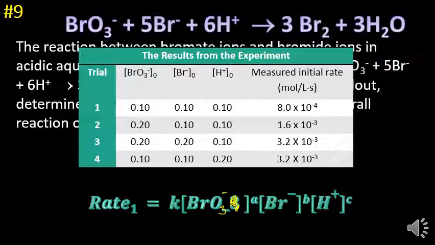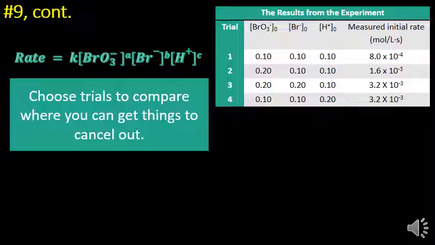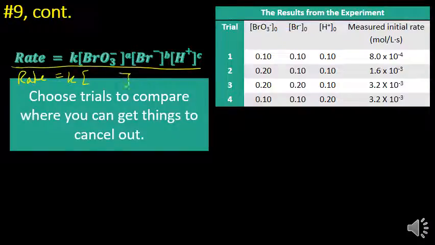Actually, these are kind of fun. You ready for this? Okay. So what you want to do is choose 2 trials where you can get things to cancel out. Because if you recall, we're going to take this rate law right here and put a division bar like this, and copy this whole thing down right underneath it. So we got K, and this one to the A, this one to the B, and this one to the C, right? And when we do this, what cancels out immediately? The K's are going to drop.